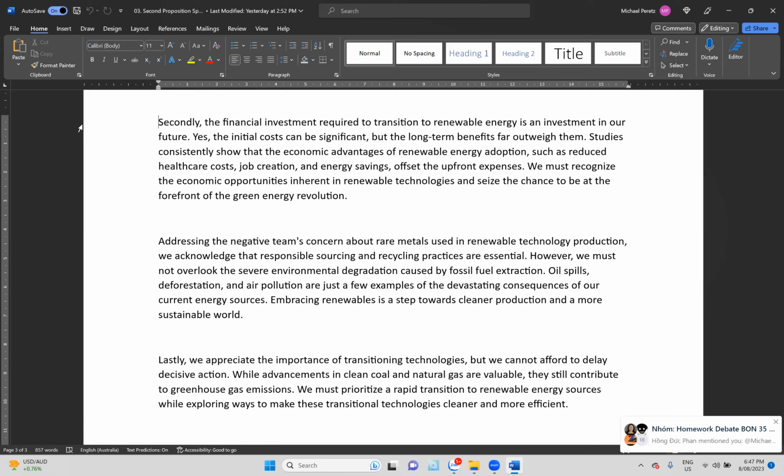Embracing renewables is a step toward cleaner production and a more sustainable world. Lastly, we appreciate the importance of transitioning to new technologies, but we cannot afford to delay decisive action.